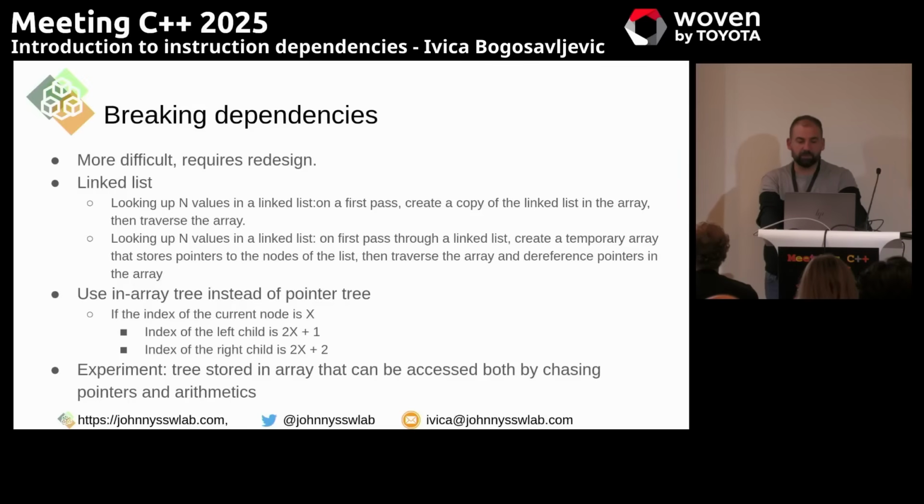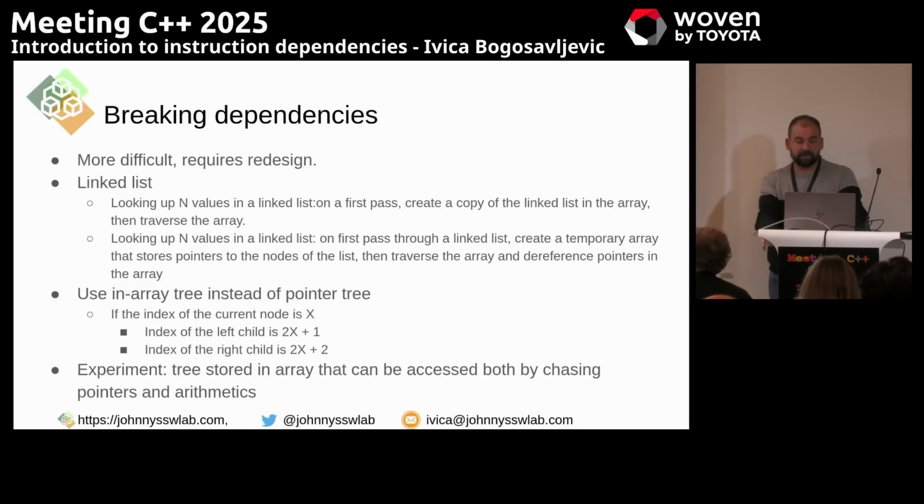The second way to do it, you can also take a linked list and create a new vector and just copy values from the linked list, and then you're going over the vector. Of course, this makes sense. There is certain overhead with this one. It makes sense only in cases when you will be going over the same data structure several times.